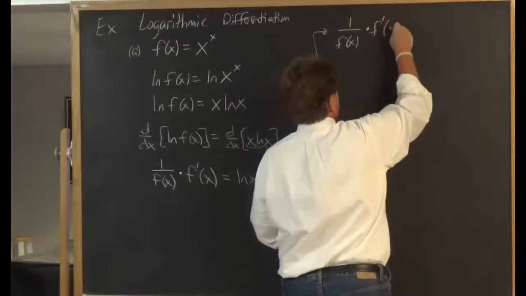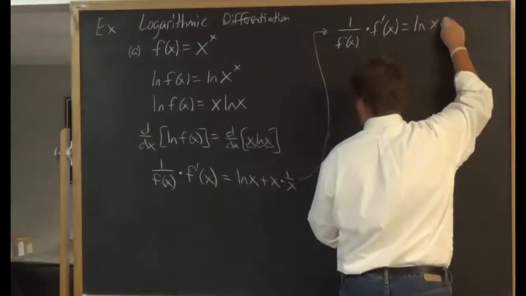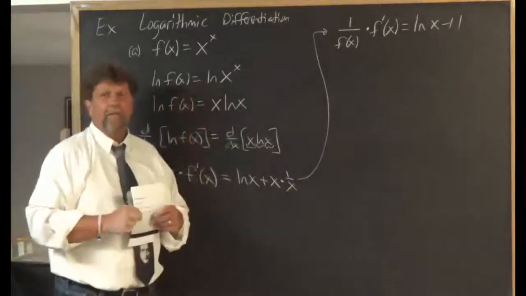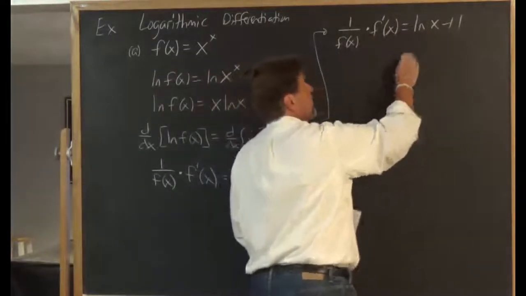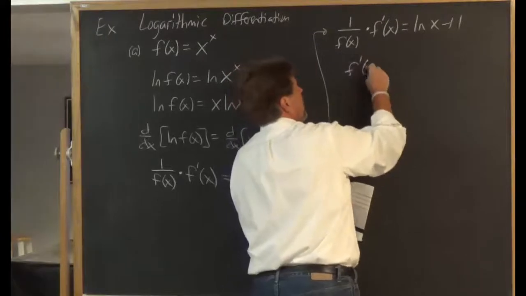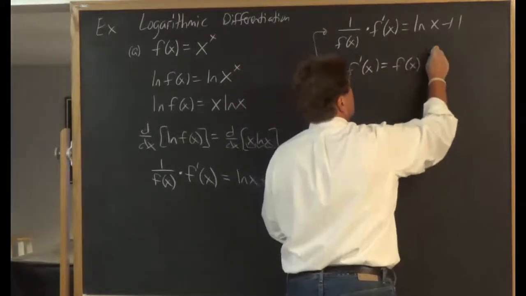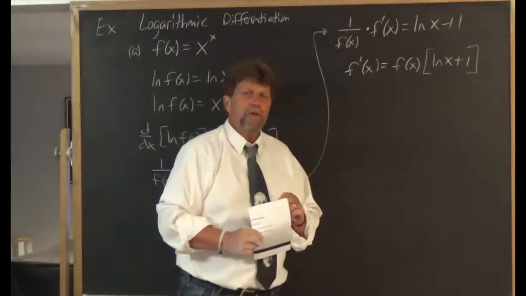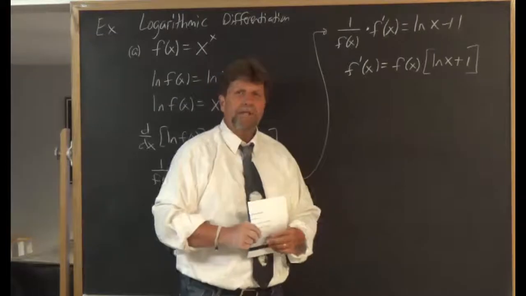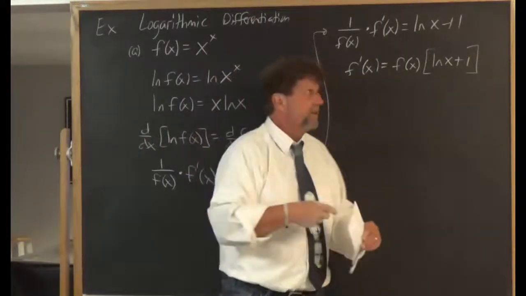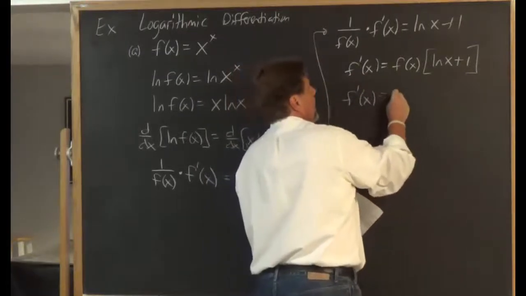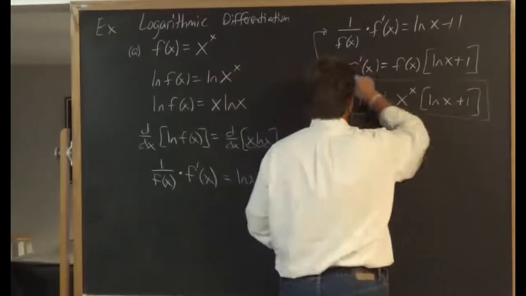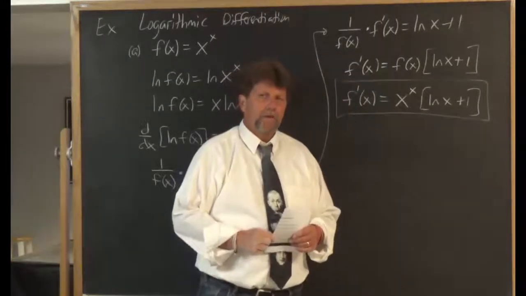Let me pull it up here, and do a little cleanup on the right-hand side. x times 1 over x is 1. Okay, we're trying to get the derivative, we're trying to get f prime of x. So all I have to do is multiply both sides of the equation by f(x) to get f prime of x equals f(x) times [natural log x plus 1]. Better put that inside brackets. And then there's one substitution. What was f(x)? f(x) was x to the x. So substitute x to the x for f(x), and that's the derivative using logarithmic differentiation.